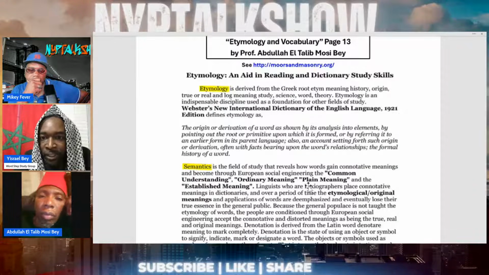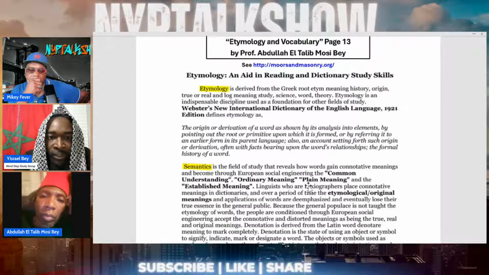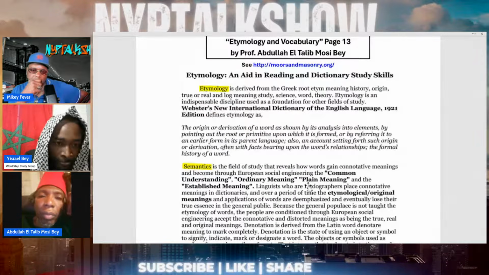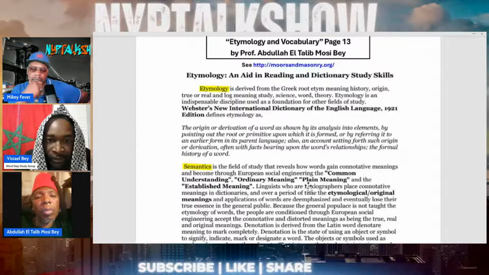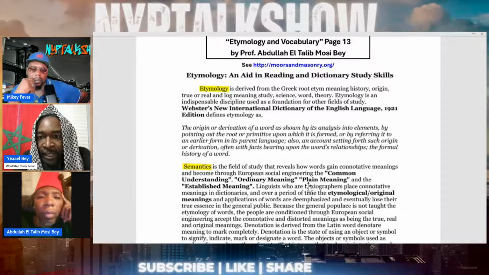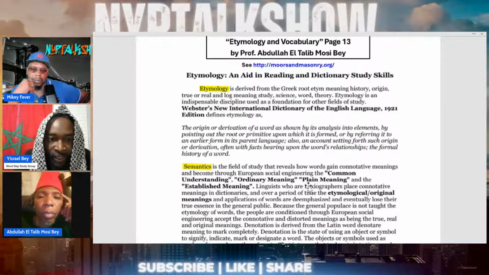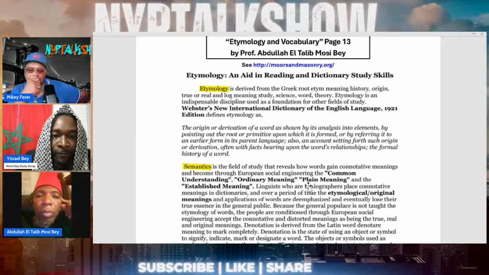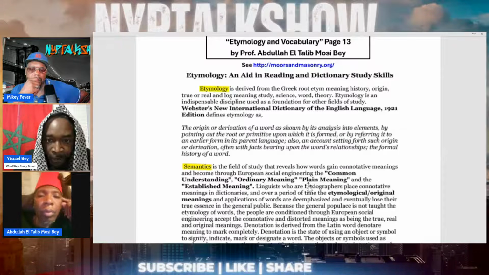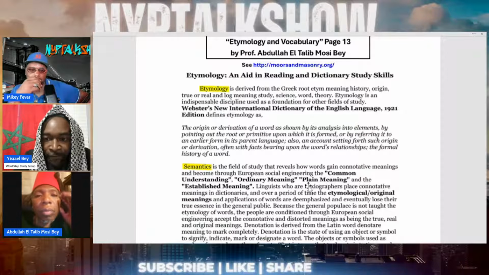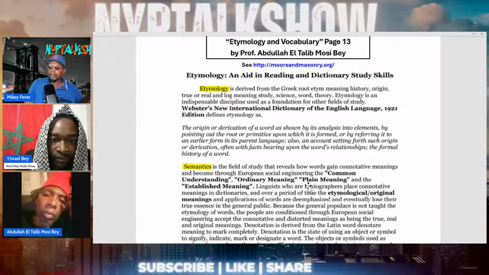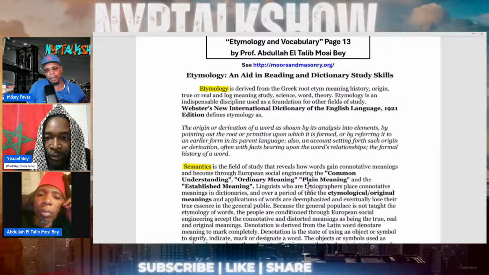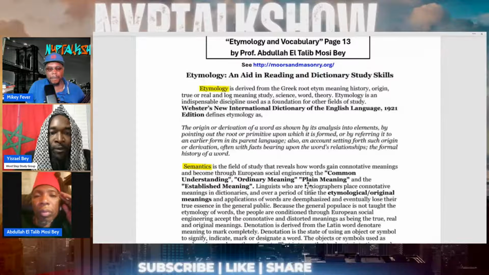Webster's New International Dictionary of the English Language 1921 edition defines etymology as the origin or derivation of a word as shown by its analysis into elements, by pointing out the root or primitive upon which it is formed, or by referring it to an earlier form in its parent language. Also, an account setting forth such origin or derivation, often with facts bearing upon the word's relationships, the formal history of a word.